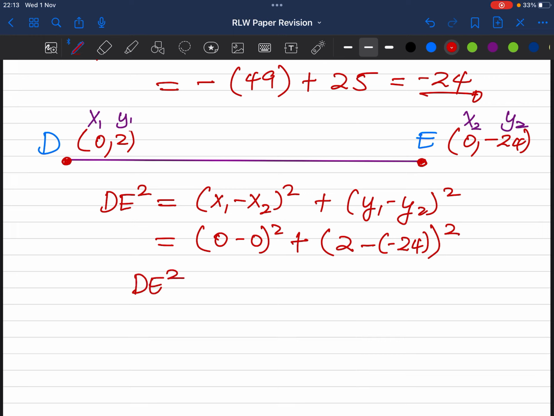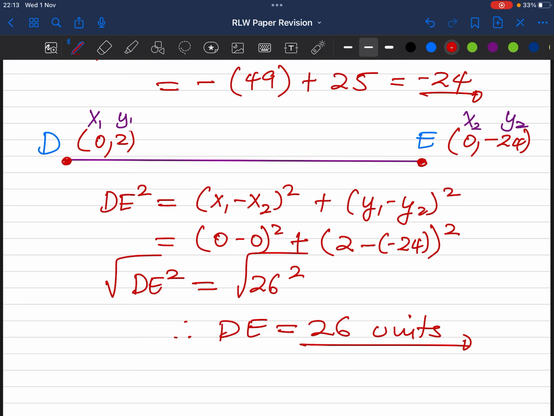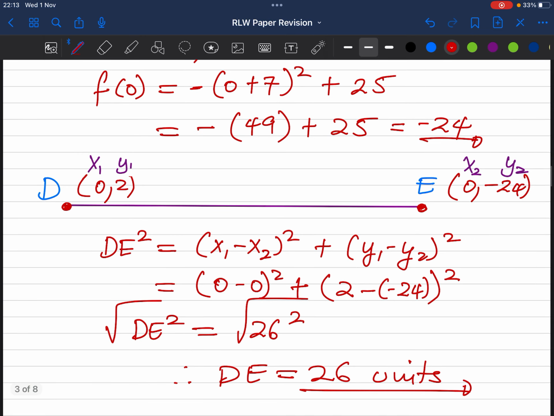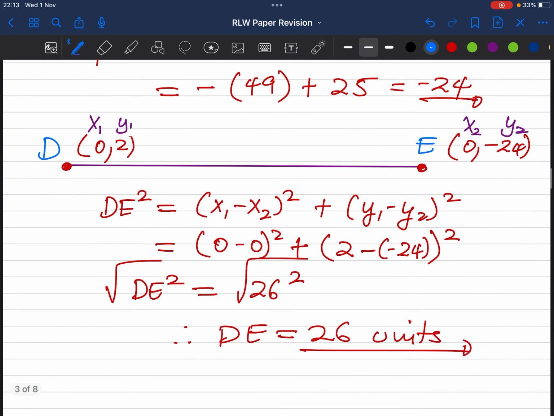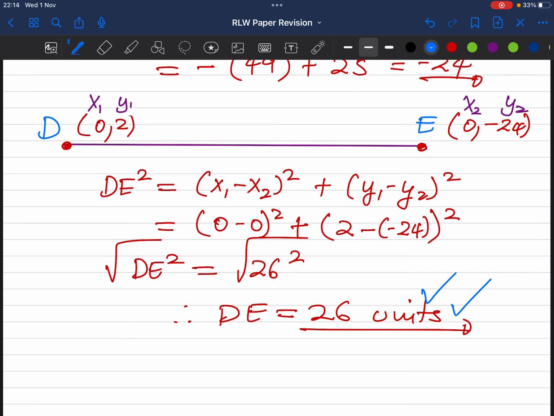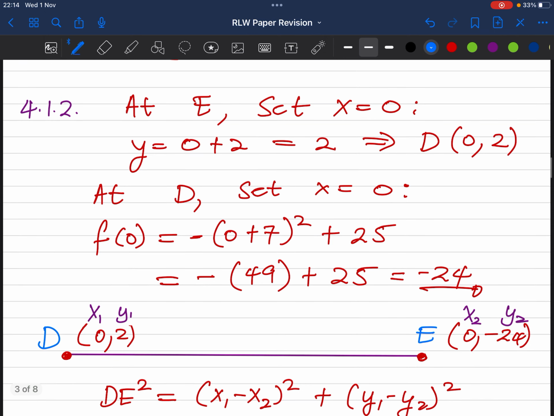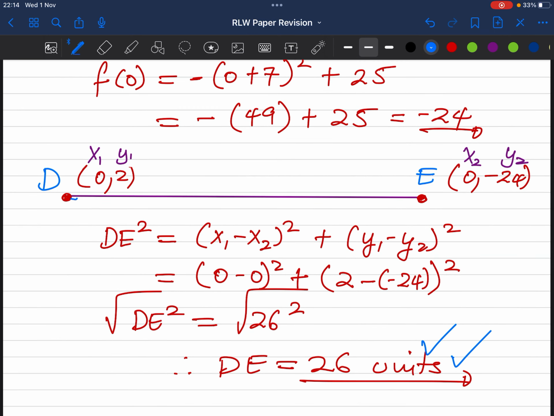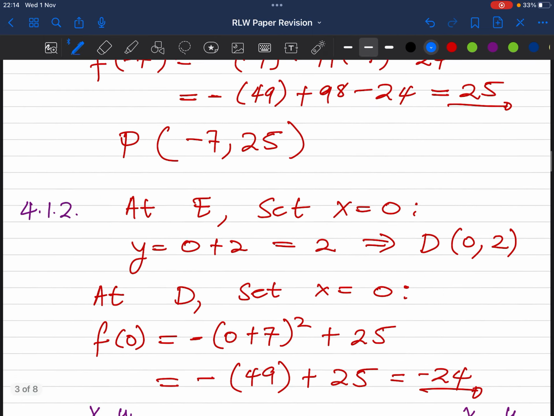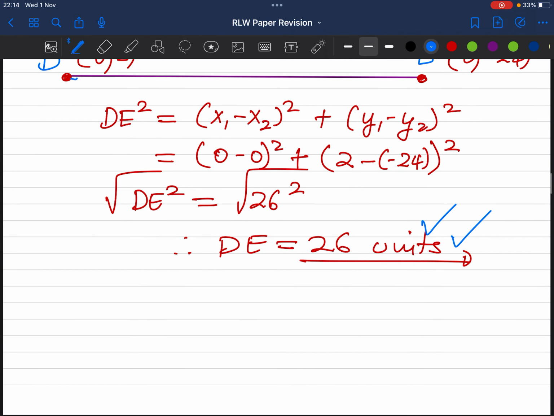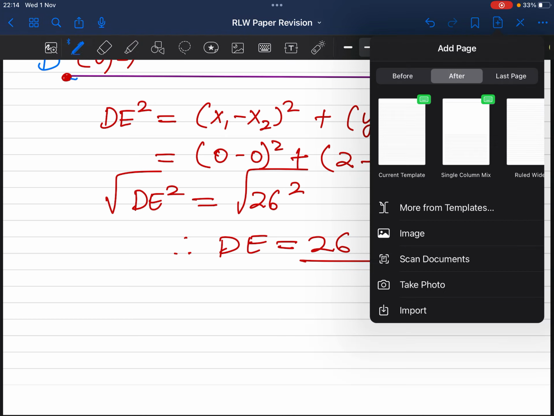So DE squared is equal to 26 to the power of 2. If you take the square root of both sides, we see that our DE is just 26 units. So that's how you get your 2 marks for 4.1.2. But this method again is longer, especially this part where you use your distance formula. You can just use the definition of the above function and the below function.